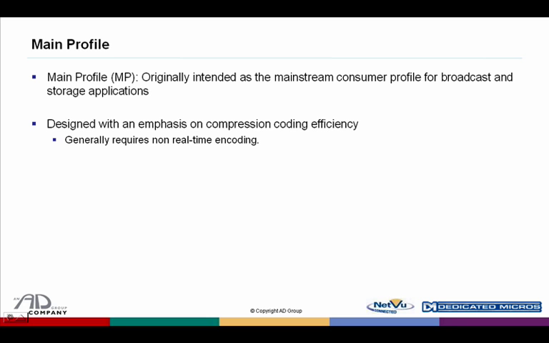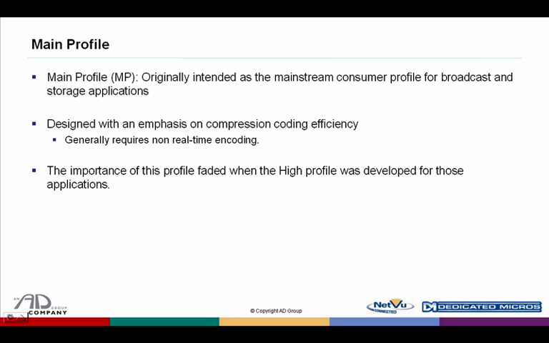However, to achieve that level of coding efficiency does mean that we need to apply more computational power, and therefore we add latency. So we're not, generally speaking, using non-real-time encoding here. It's important to note as well that the main profile has really receded in interest following the work that was done with the frequency range extensions, which I'll be talking to you about later.